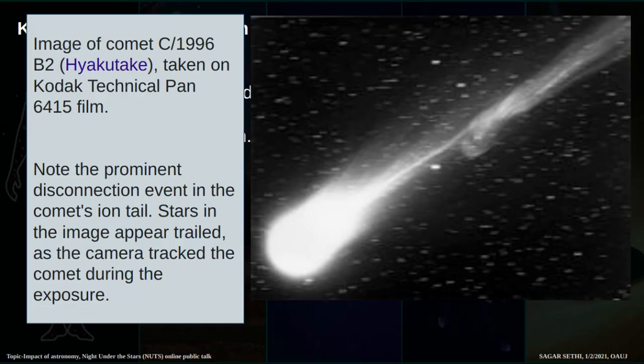And the important thing is you can see here the prominent structure of this comet, and that was taken on this Kodak film, Kodak pan film, through a camera. So now moving to the next part.